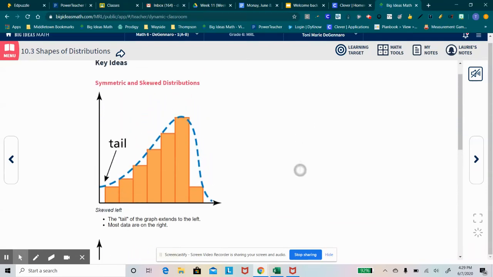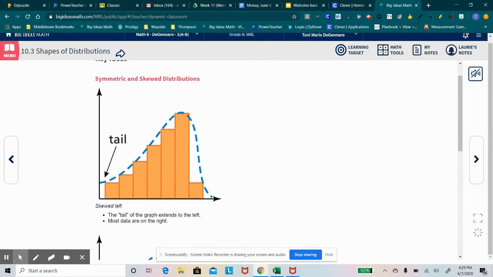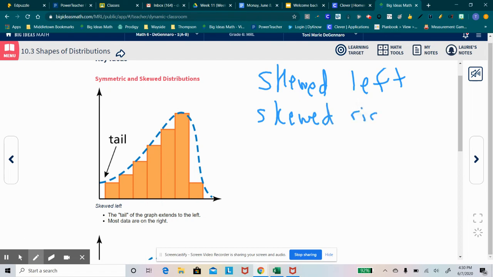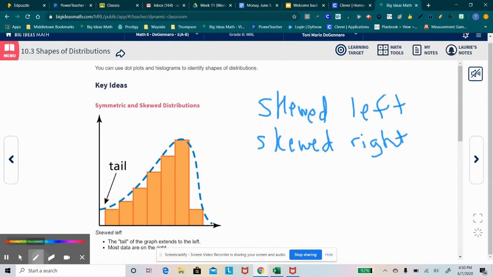Hi everyone. So we're working with shapes of distributions, and I'm in your key ideas for 10.3 if you want to go back and look at this information again. So I'm showing you right now a histogram where we're going to talk about three things: if the data is skewed left, if the data is skewed right, and, because there are two ways to say this, if they're talking about it as symmetric. Okay, so if your data is symmetric.